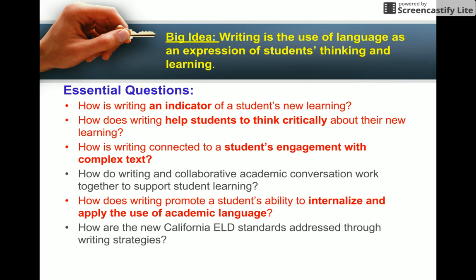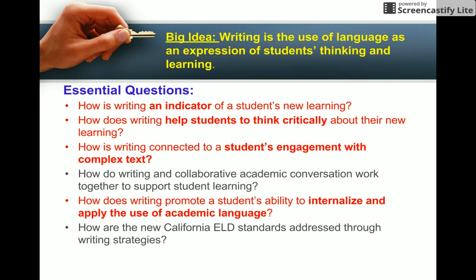Writing is the use of language as an expression of students' thinking and learning. And certainly, the essential questions that are in red will be addressed. How is writing an indicator of the students' new learning? And that means that the students are doing the work, not the teacher. And we know that writing is a struggle for students, but copying is not the way to go.